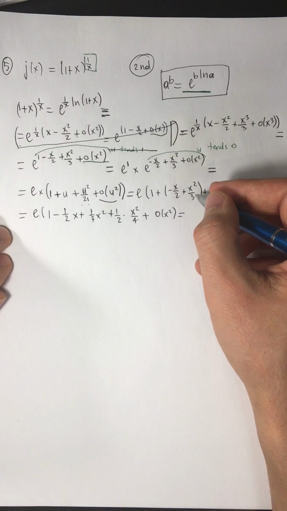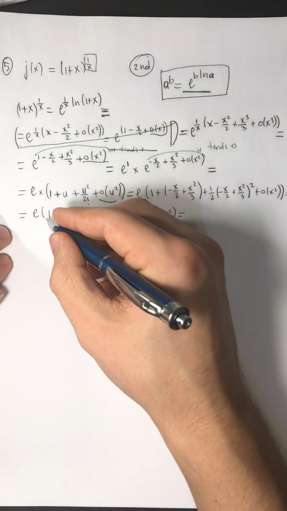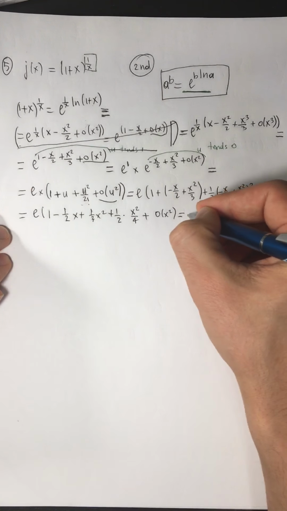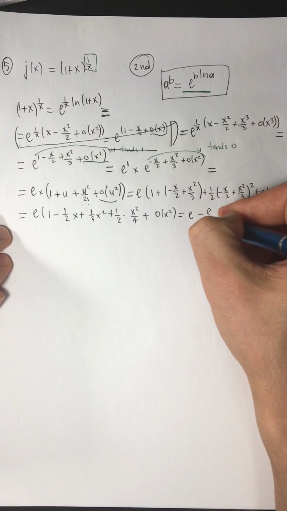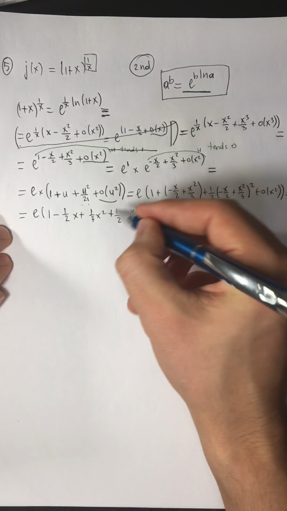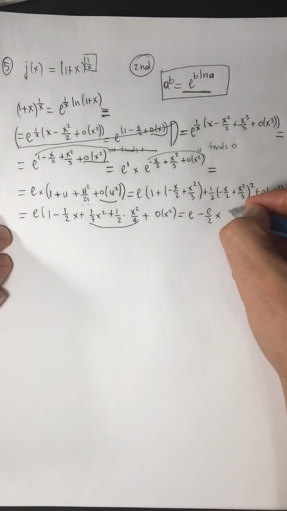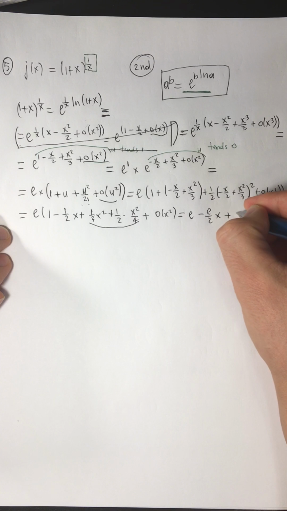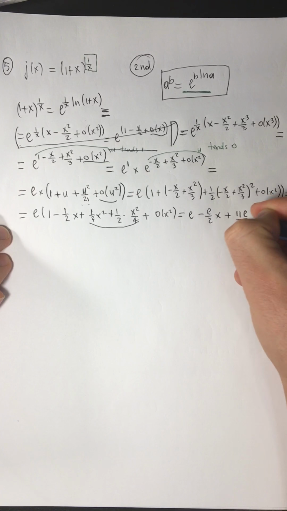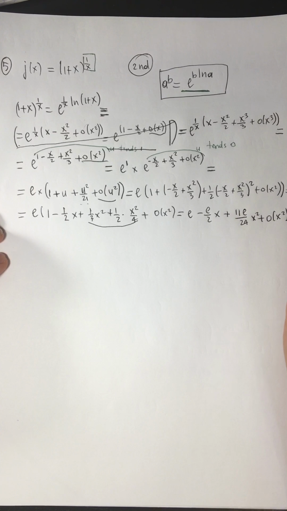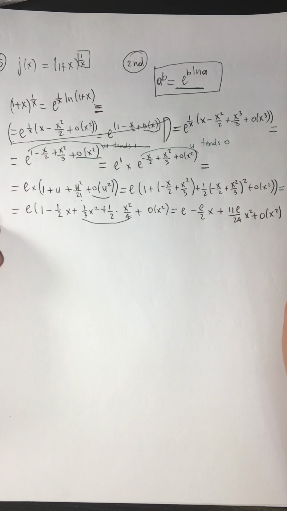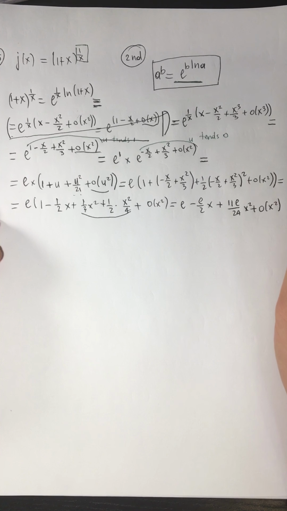Now you calculate it and you multiply e in brackets, and then it's going to be e minus e over 2x, and then you can simplify this one, and plus that's going to be 11e/24 x squared plus o(x squared). So this is your final, okay, sorry, now you can see it. Okay, now this is your final answer.